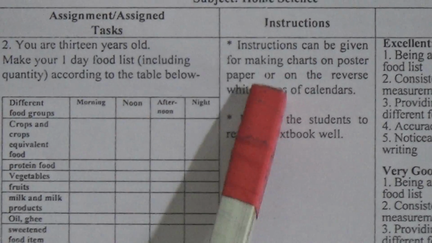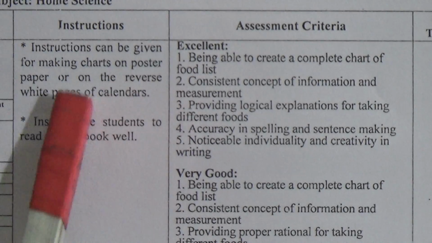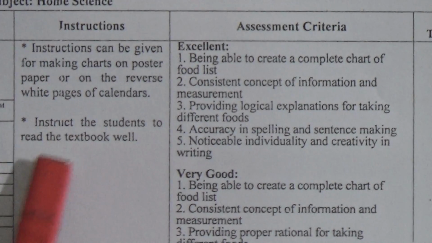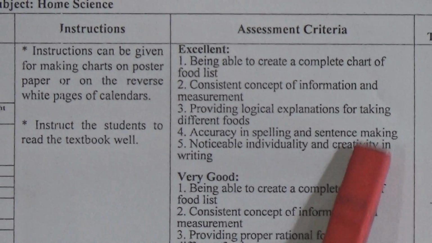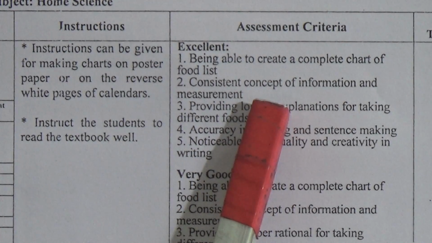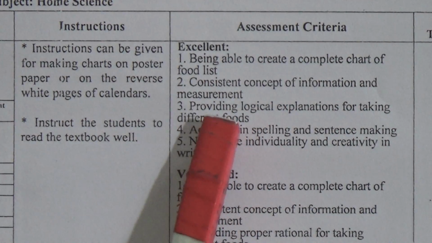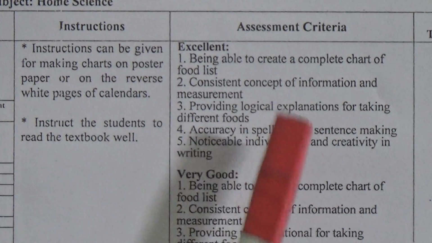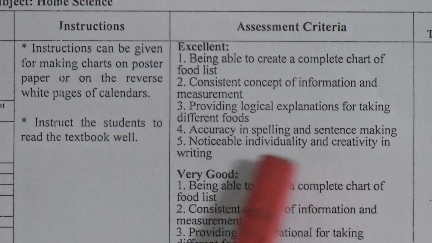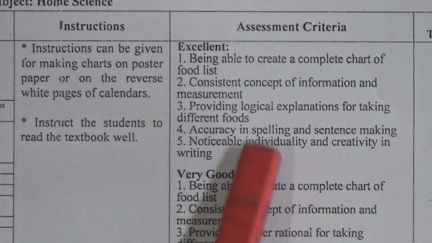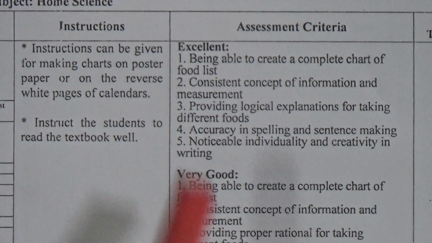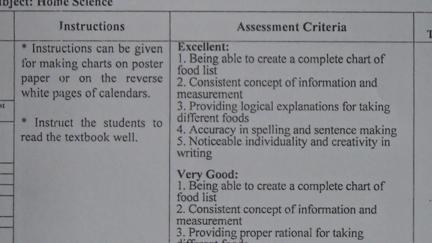Now some instructions for you. Instructions can be given for making charts on poster paper or on the reverse white pages of calendars. Read the textbook well, and to get excellent, you need to be able to create a complete chart of food list. Number 2, consistent concept of information and measurement. Number 3, providing logical explanations for taking different foods. Number 4, accuracy in spelling and sentence making. Number 5, noticeable individuality and creativity in writing. So I hope you will maintain all these rules and regulations, and you will get excellent. And also here you can see the norms of very good, good, and needs to progress.